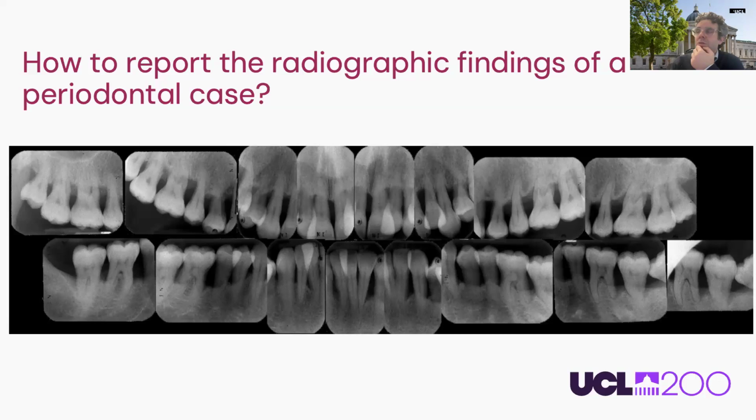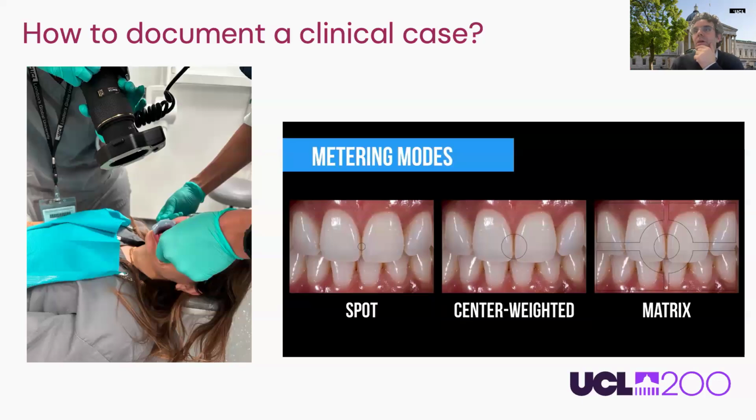So there is emphasis on understanding the pattern of bone loss, the severity of bone loss, the radiographic presence of infrabony defect, horizontal bone loss, furcation defect, all of these, and how to effectively report these findings.